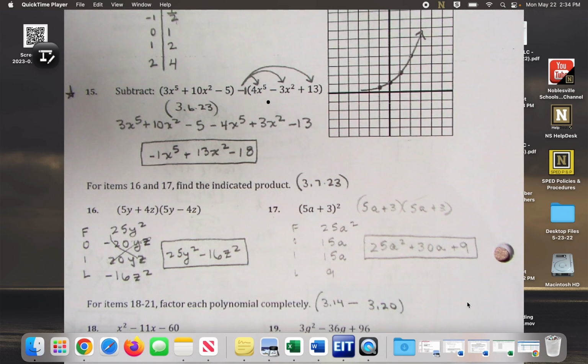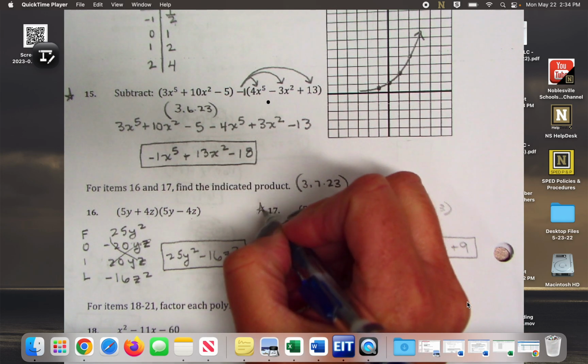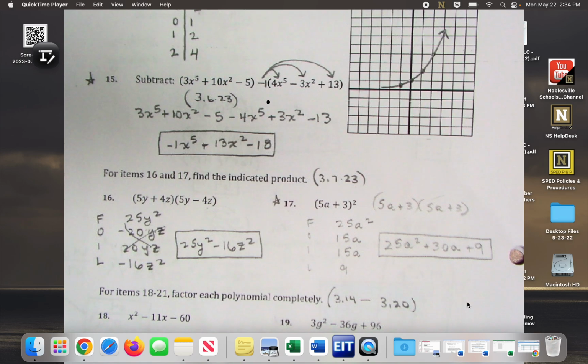Questions? Questions about number 17. Is it starred? Number 17 is starred. Yes. Star number 17.